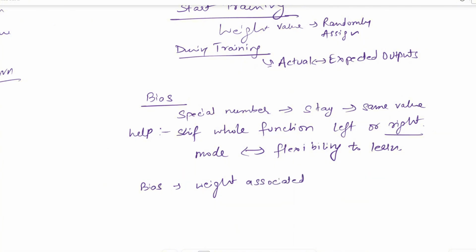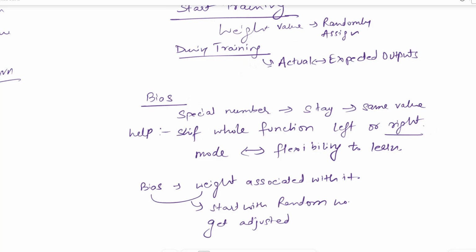So the bias is a special input that always has the same value. And the bias also has its own weight, which is learned during the training period, just like other weights in the network. The bias weight starts with a random number and gets adjusted by a training algorithm like backpropagation or gradient descent. That's all about bias.